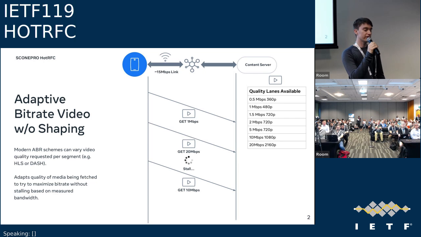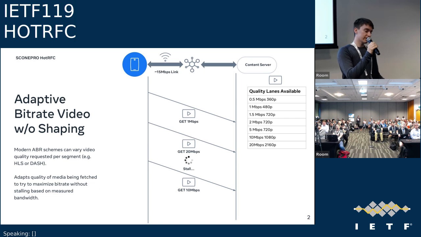So a user uploads a video. The video is broken down into individual segments of maybe a few seconds long, and the server will encode many versions of that video. Each one of those corresponds to a different quality or quality lane, from maybe 0.5 megabit per second up to 20 megabits per second. That often have a resolution associated with it.